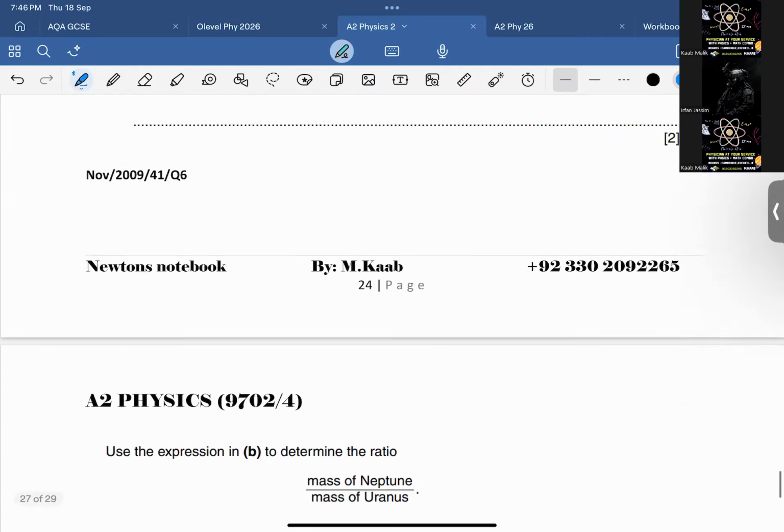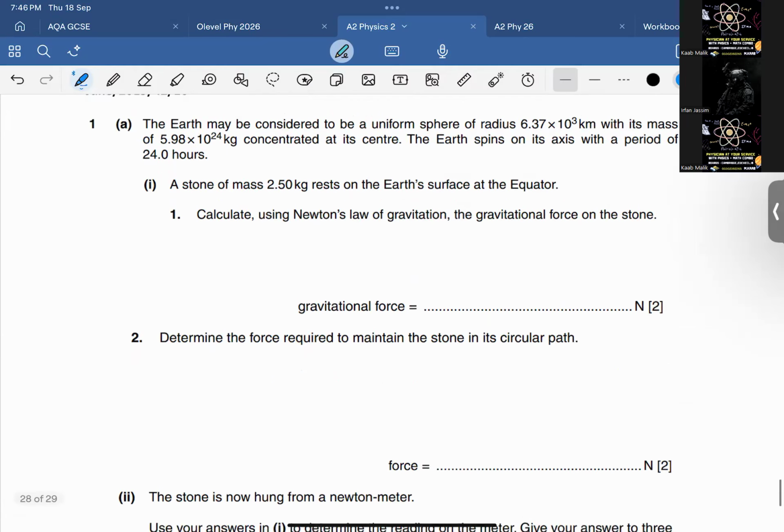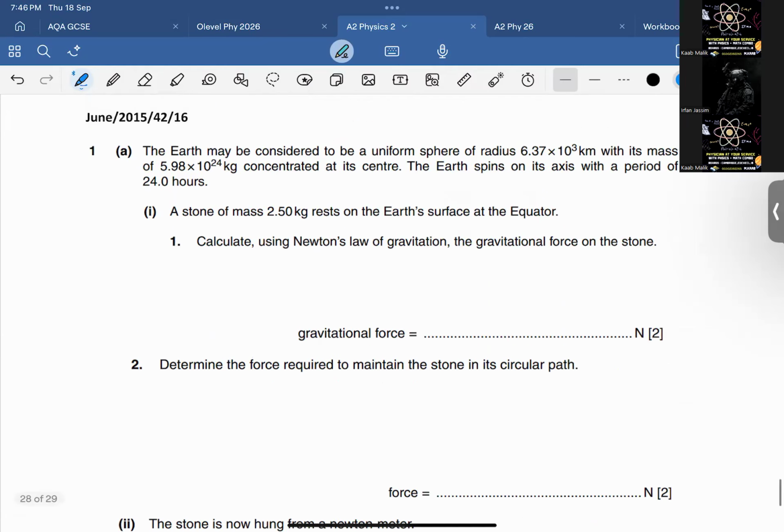Okay, try this one. The Earth may be considered to be a uniform sphere of radius 6.37 × 10^3 kilometers, with its mass of 5.98 × 10^24 kg concentrated at its center. The Earth spins on its axis with a period of 24 hours. Calculate, using Newton's law of gravitation, the gravitational force on the stone. You can use F = GMm/r², because this is Newton's law of gravitation.